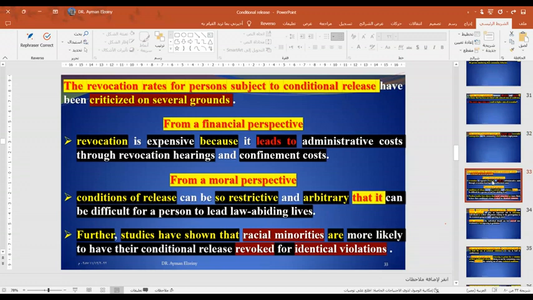The revocation rates for persons who are subject of conditional release have been criticized on several grounds. From a financial perspective, revocation is expensive because it leads to administrative costs through revocation hearings and confinement costs. From a moral perspective, conditional release can be restrictive and arbitrary, so that it can be difficult for a person to lead law-abiding lives. Further studies have shown that racial minorities are more likely to have their conditional release revoked for identical violations.